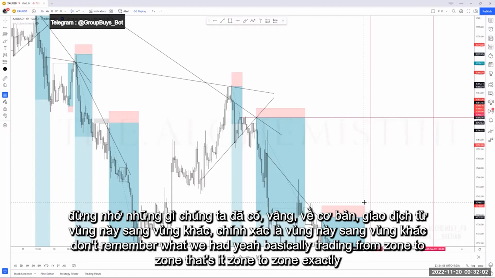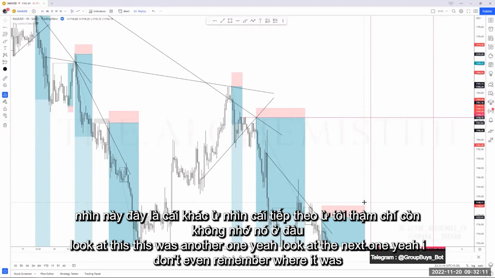Basically, I don't remember what other confluences we had. Look, basically this is trading from zone to zone. That's it, zone to zone, exactly. Look at this, this was another one. Look at the next one. I don't even remember where it was.